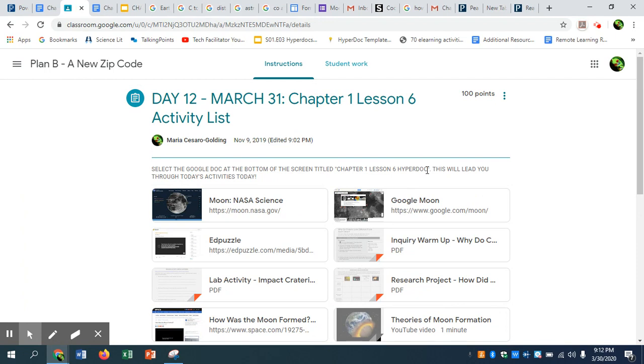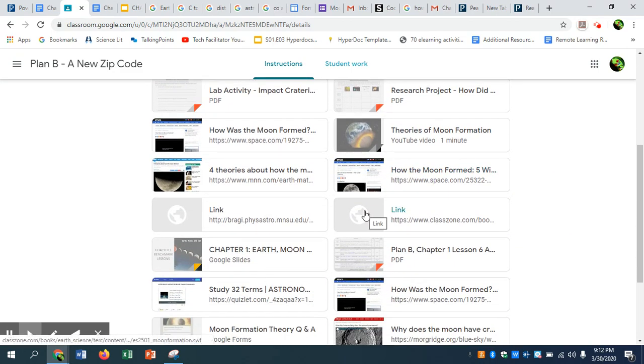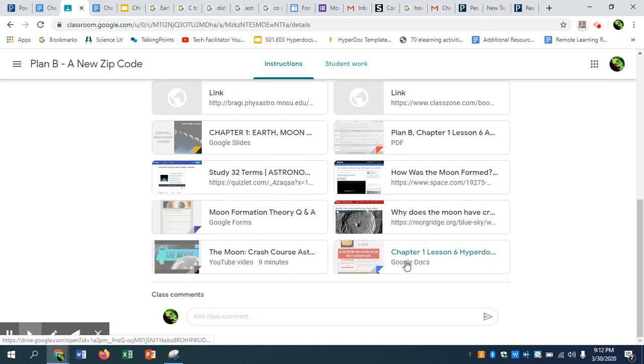This is something new I learned today. I'm trying it out. I've had some students say that they're a little confused because I have a gazillion sites up here. They don't know which ones to select or pick. So I'm going to hone this down for you, and as often as I can, I'm going to be making these hyperdocs.